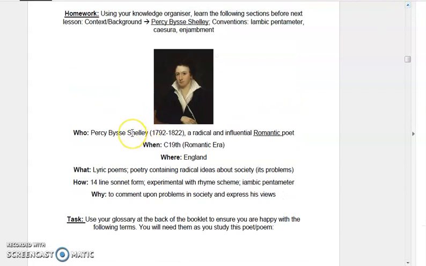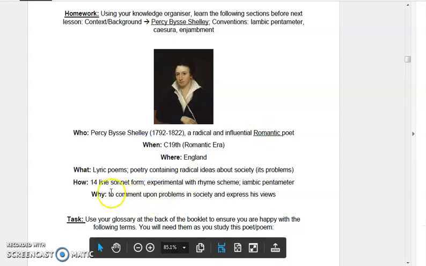So a little bit about Shelley. Born in 1792 and died in 1822. A radical and influential romantic poet. It does say romantic poet, but don't get confused: romantic does not mean love or romance. The romantic era was a time of war, with the French Revolution and a lot of political and social turmoil. So poets wanted to express their views and comment upon problems in society, to express his own views.